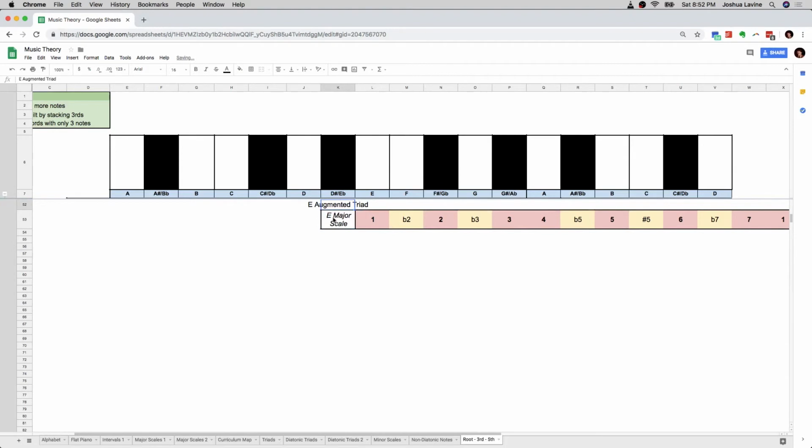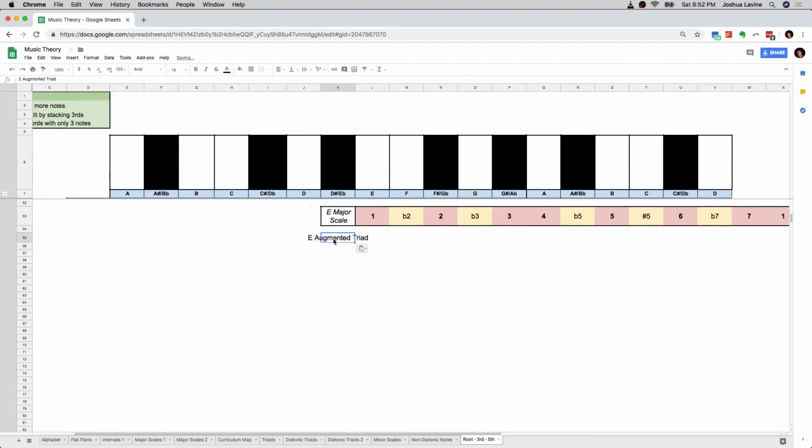So here we have, we want to know about the E augmented triad. And I know the E augmented triad has a 1, a 3, and a sharp 5. Well, the 1 of E is E, the 3 of E is G sharp, and the sharp 5 of E is C. And so here we have the E augmented triad. Bam, there it is. Pretty cool.